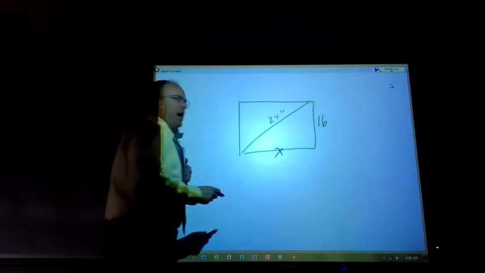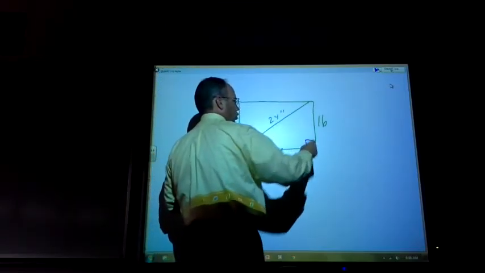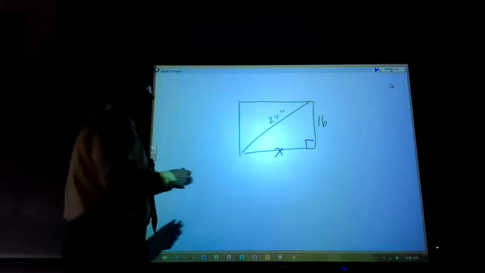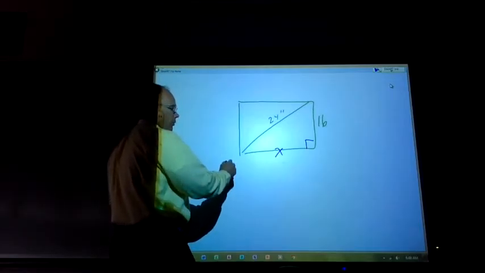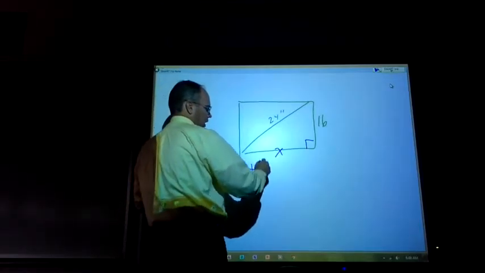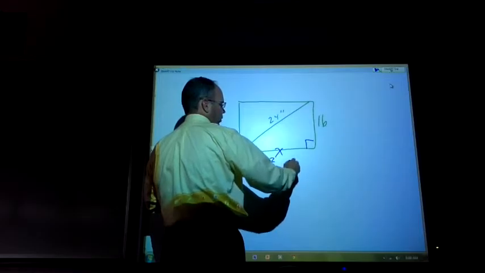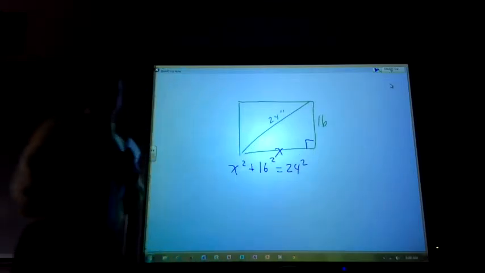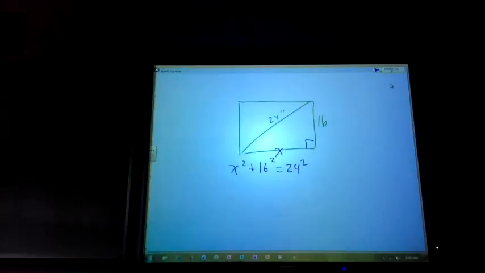So, we are going to figure this out. We're going to call this side X. We're going to make this the right angle. Ready? Here we go. Okay, because we're going to do this in our homes. X squared plus 16 squared equals 24 squared. Still with me? 16 squared is how much?